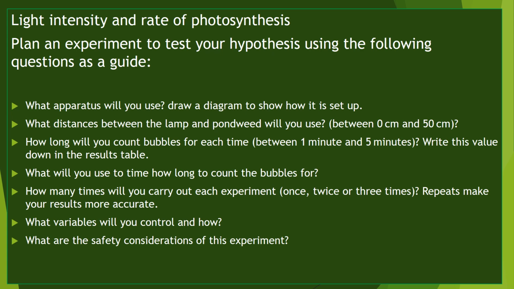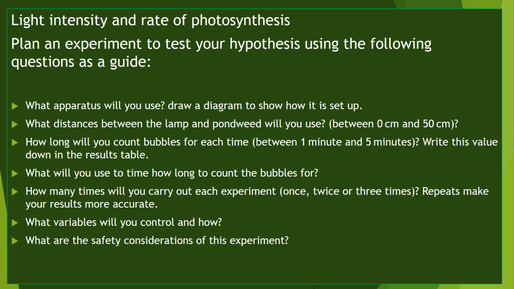So if you're going to investigate light intensity, which distances are you going to do? So you may want to do it at every 10 centimetres or 20 centimetres. Okay, and you're going to start off as close to your pondweed as you can and move further away.